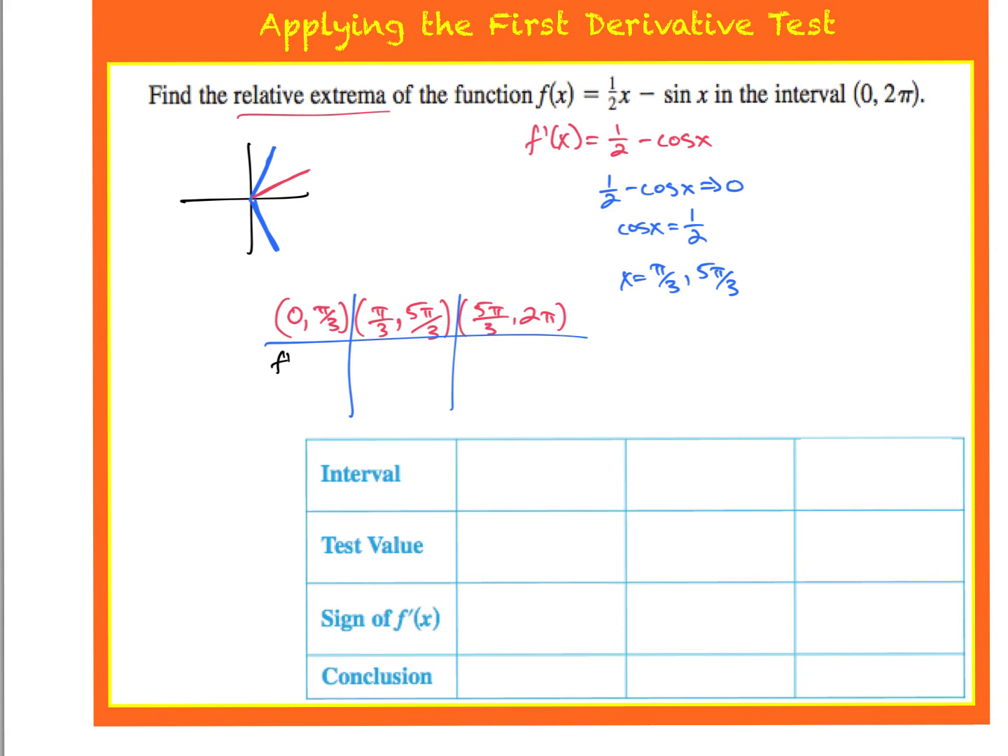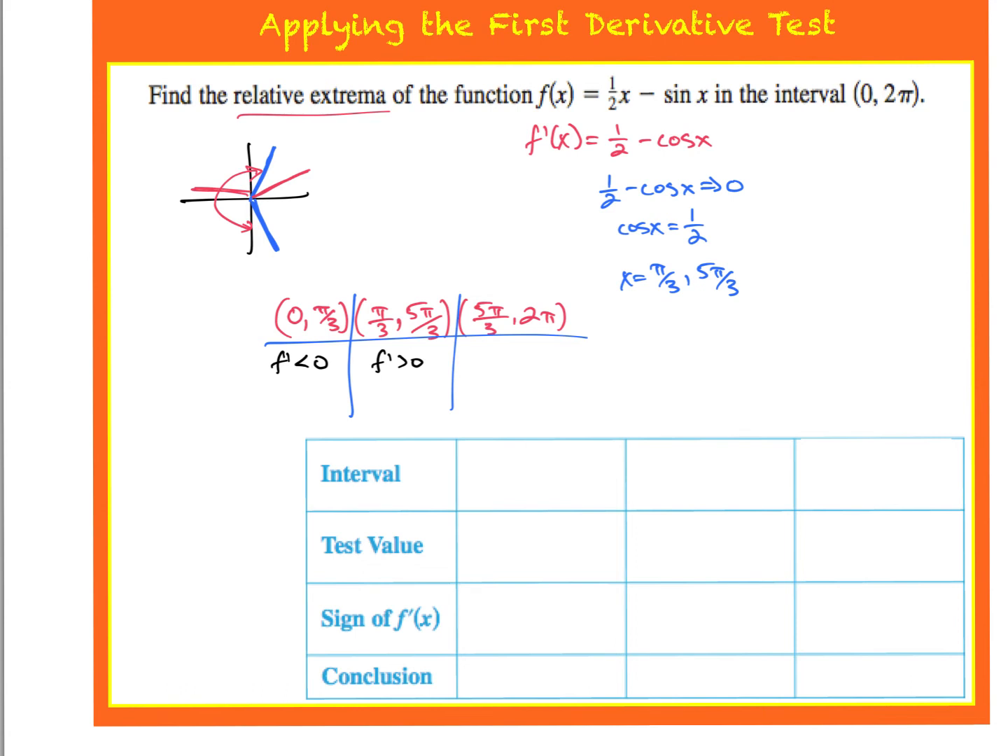This will be f prime is less than 0 there. All right? On pi over 3 to 5 pi over 3, I'd be over here somewhere on that interval right there, right? So is my cosine, my x value, going to be less or more than the 1/2? It's going to be less. So I have 1/2 minus something less than 1/2, which will be positive or negative? Positive. It'll be positive. So f prime is greater than 0.